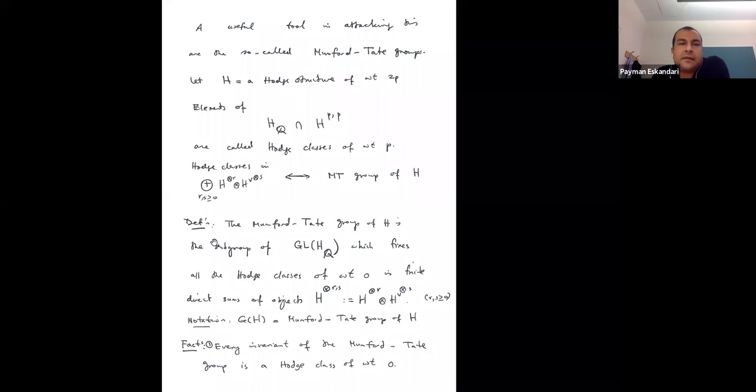And now I'm going to state some facts about this group. The first statement is the following. You define the Mumford-Tate group as the subgroup that fixes the Hodge classes of weight 0. But the assertion is that if an element of the direct sum of these objects is fixed by the Mumford-Tate group, then that element is actually a Hodge class of weight 0. So the invariants are exactly your Hodge classes, which is what I was trying to say: it really captures these Hodge classes of weight 0.